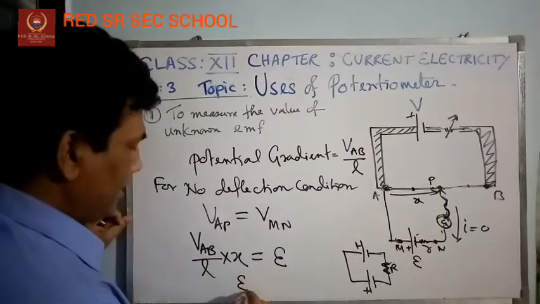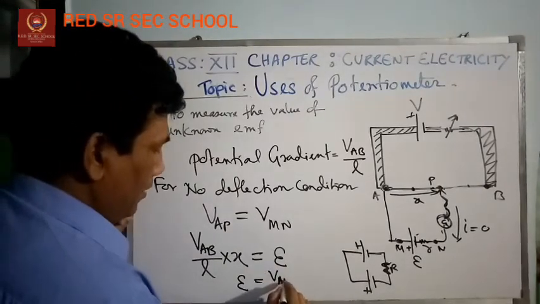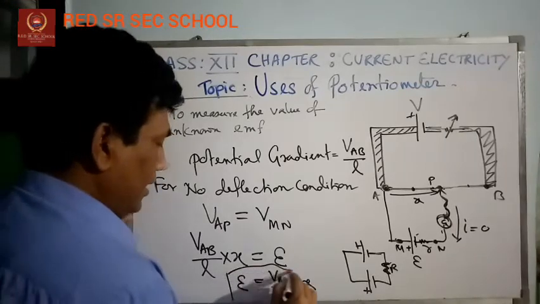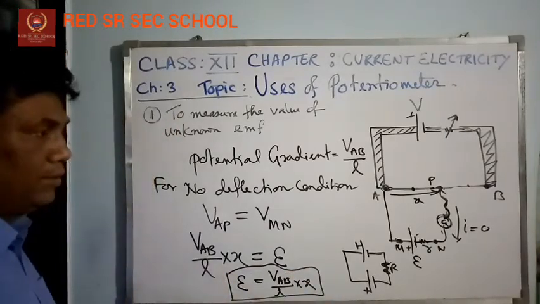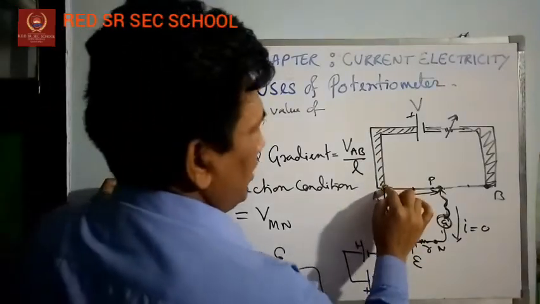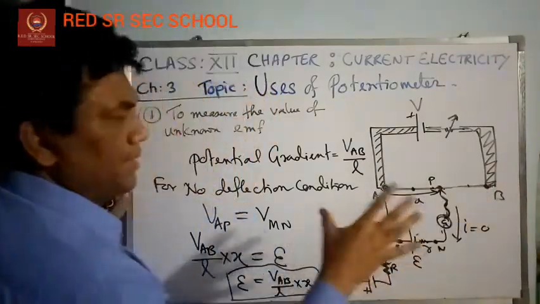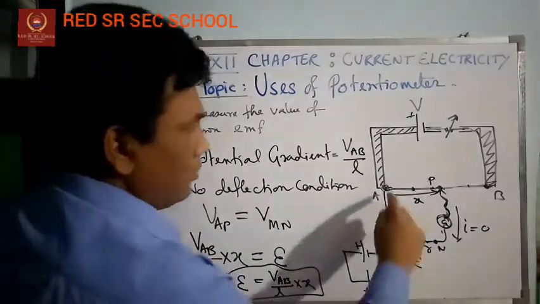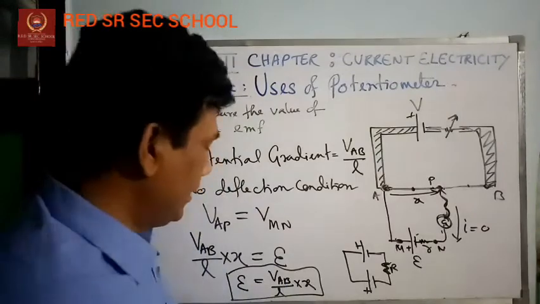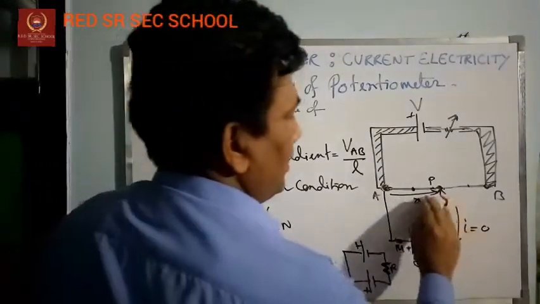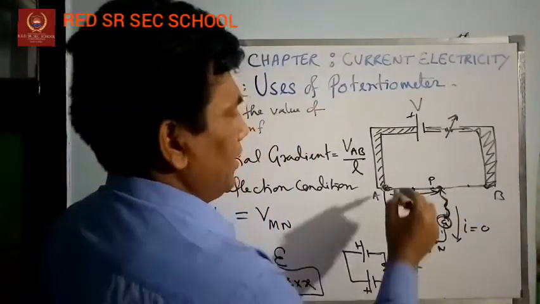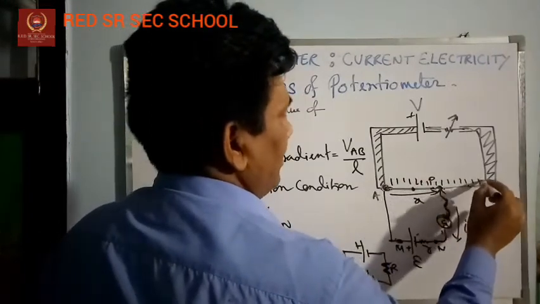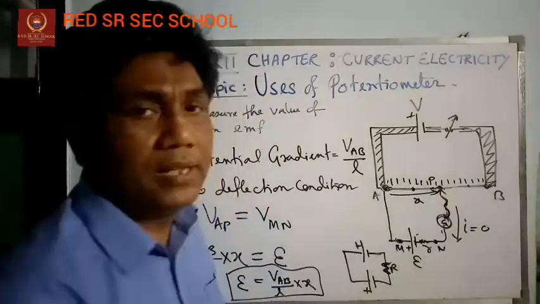So simply by this expression, V_AB by L into X, we can calculate the EMF of the cell. The potential difference between this point and this point can be easily calculated by a galvanometer or a voltmeter. The total length of the wire you have chosen is L, and X you find by shifting the jockey. We already have scales over which the wire is laid, so from the scale reading we can easily find X.